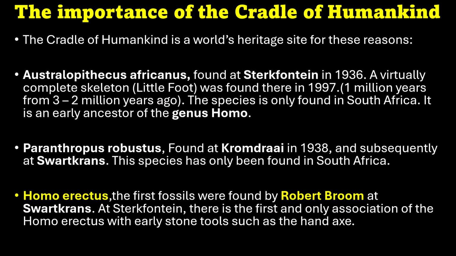Here it displays what was located and what was discovered there, where Australopithecus africanus was found at the Sterkfontein cave in 1936. It was a complete skeleton, and a virtually complete skeleton was found later in 1997. It was 1 million years, from 3 to 2 million years ago, in terms of the age range. Paranthropus robustus was found at Kromdraai in 1938, and subsequently another fossil was found at Swartkrans, and this species has only been found in South Africa.